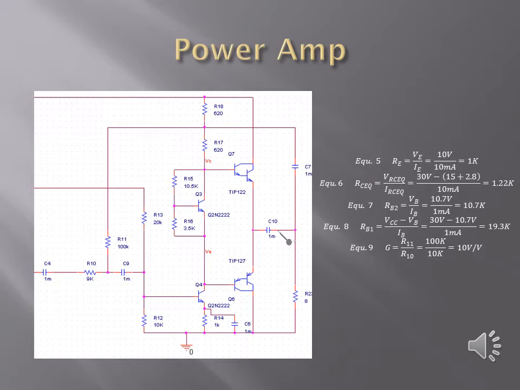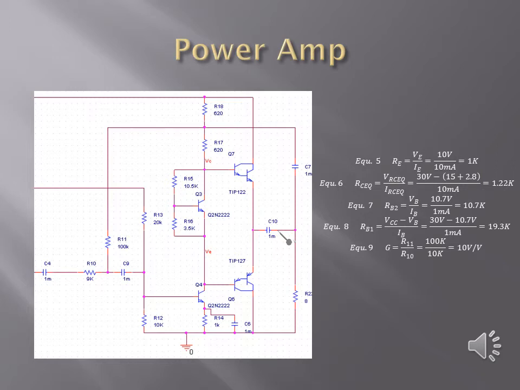The emitter resistor value was calculated using equation 5. The total of the resistors above the collector was calculated using equation 6. The value was then divided in 2 to obtain the individual resistances. The base resistors were calculated with an assumed IB of 1 milliamp, and the calculations are listed in equations 7 and 8. The gain for the power amp is determined by R11 and R10.